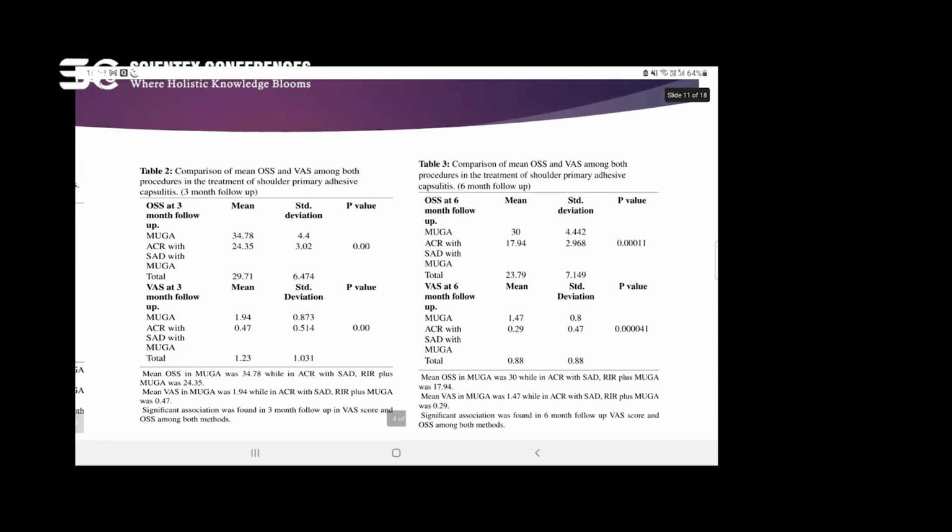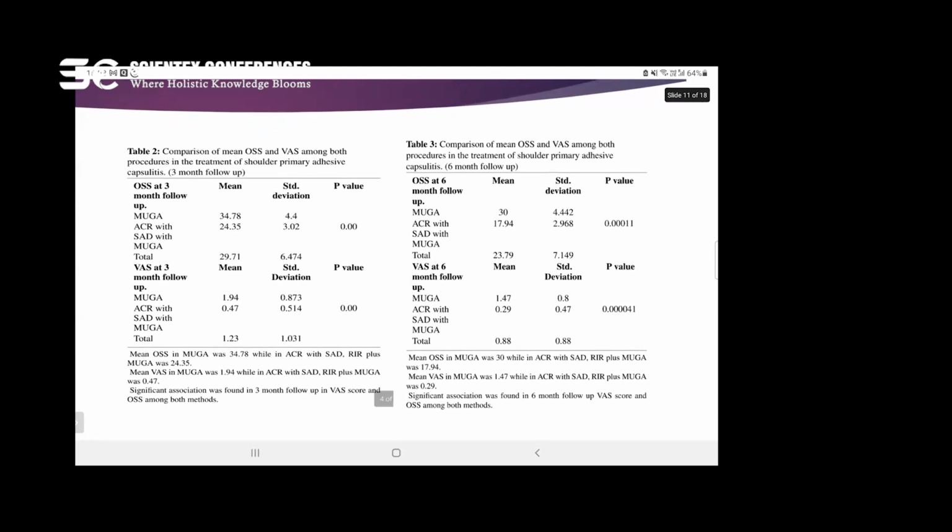In table 3, we see the 6-month follow-up. In 6-month follow-up also, there is significant difference between MUA and arthroscopic capsular release.